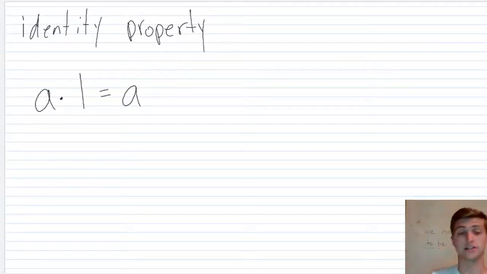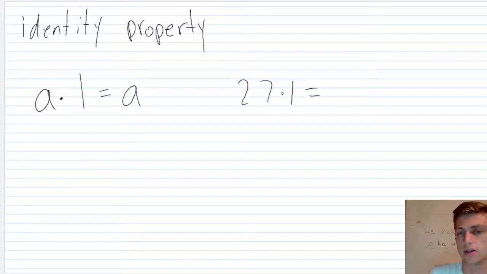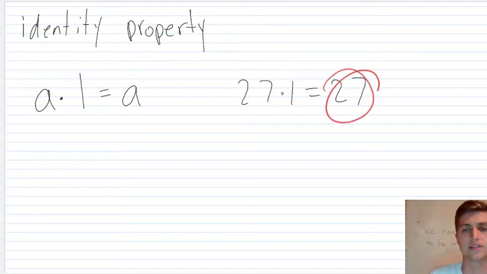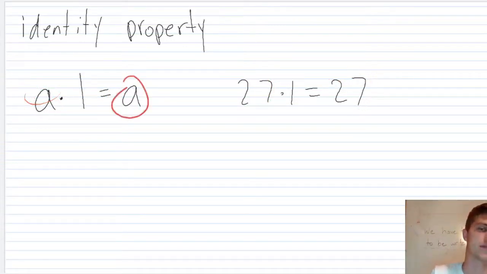With substitution, we can replace A with anything. So anything times 1 equals itself. So 27 times 1 equals 27. This is called the identity property of multiplication because we can multiply by 1 and get the exact same thing we started with. It keeps its identity. 27 stays 27. Our variables stay our variables.